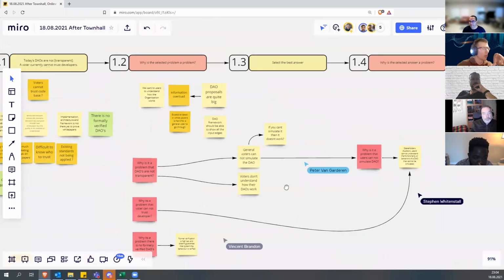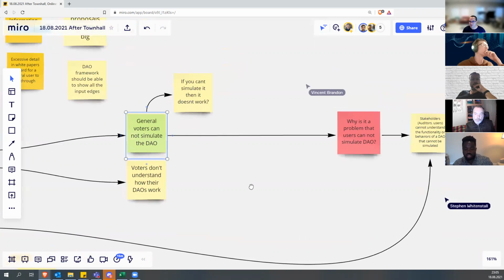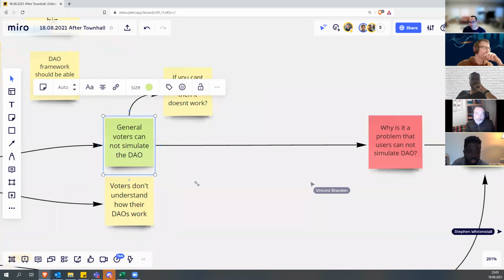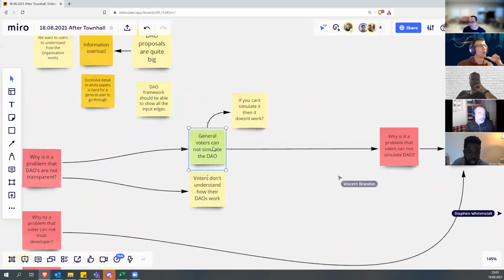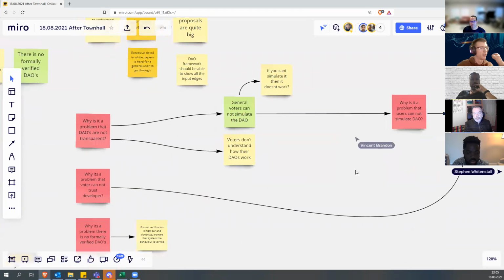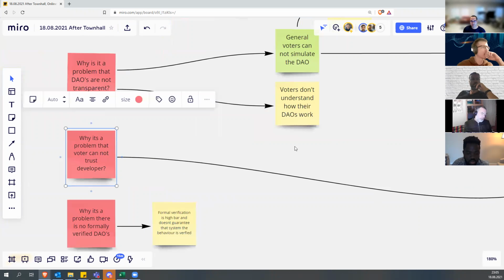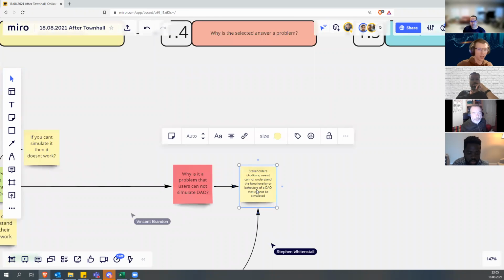So good. Now we kind of found ourselves in two of the problem statements, or not problem statements yet, but more root causes. One is that general voters cannot simulate a DAO, which came up from the transparency. But if we go to the root cause of that, we ended up with the last one: stakeholders cannot understand the functionality or behaviors of a DAO. But if we now answer the discussion that voters cannot trust developers, then we would end up with this section as a second option.